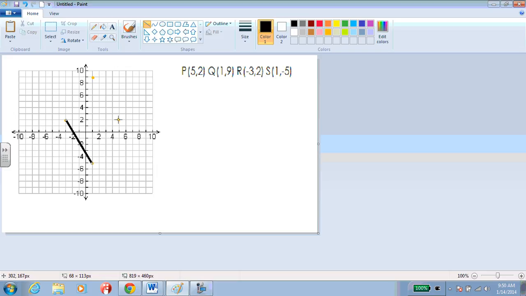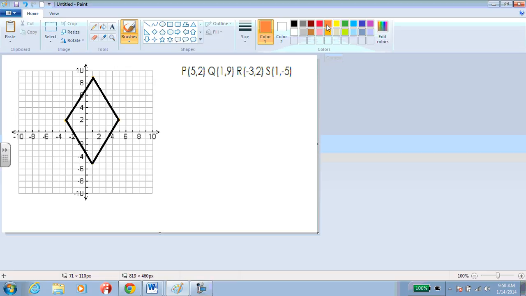I want to prove that it's a rhombus, so I have to know if all of its sides are congruent. I could try to use rules about diagonals, about them being perpendicular, but I think I will just use the distance formula to determine whether or not this quadrilateral is in fact a rhombus.